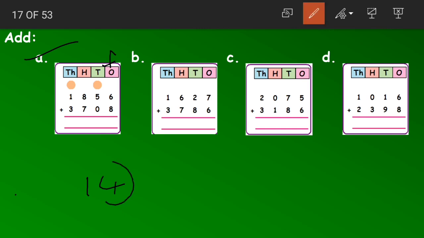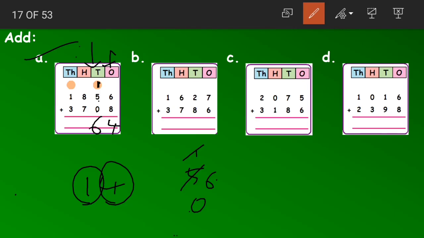Now in this 14, we'll write 4 which is in ones place here, and we'll carry this digit in the tens place. So 1 gets carried. Now coming to the tens place, we have 1 plus 5 plus 0. Now 1 plus 5 is 6. And 6 plus 0 becomes what, children? Yes, 6 plus 0 becomes 6 only.